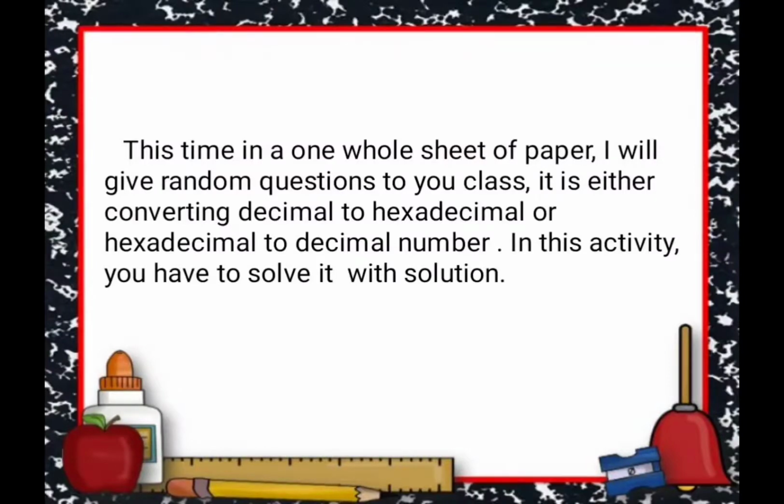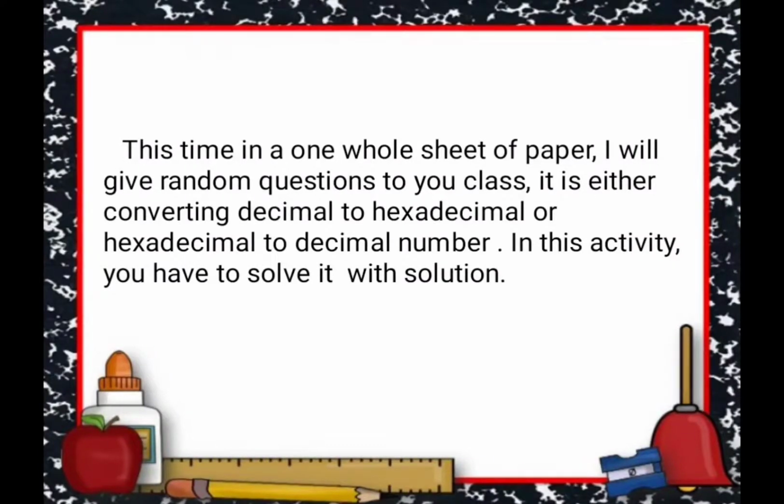So now, this time, in one whole sheet of paper, I will give random questions to you, class. It is either converting decimal to hexadecimal or hexadecimal to decimal number. In this activity, you have to solve it with solution. And right after, you have to take a picture of your paper and then upload it to our Google Classroom. I will give you 10 minutes to answer. Is it clear? Okay, thank you. So your time starts now. Give me now your answer.